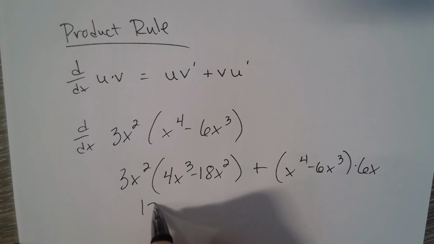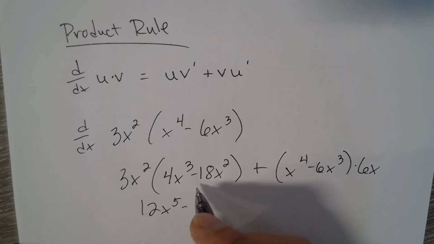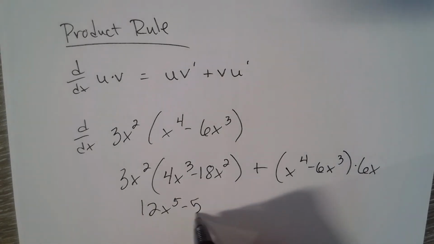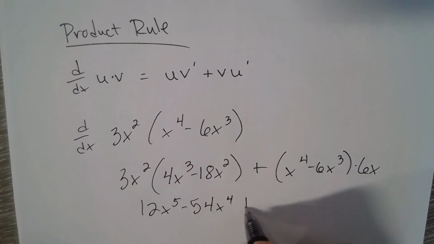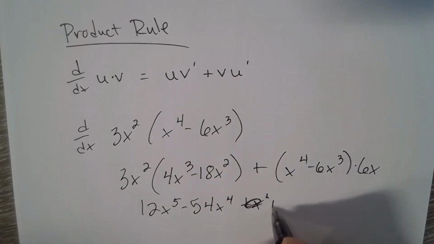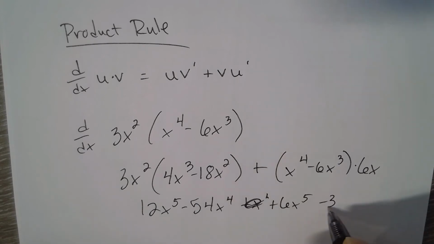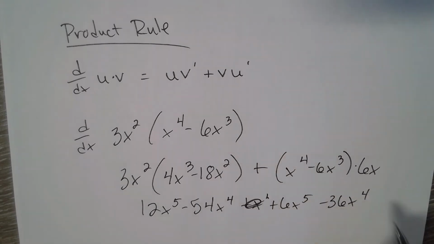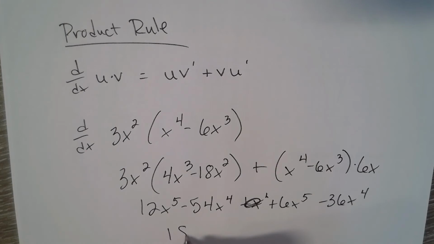So what do we have? 12x to the 5th minus 54x to the 4th plus 6x to the 5th minus 36x to the 4th. What do we have? 18x to the 5th minus 90x to the 4th.